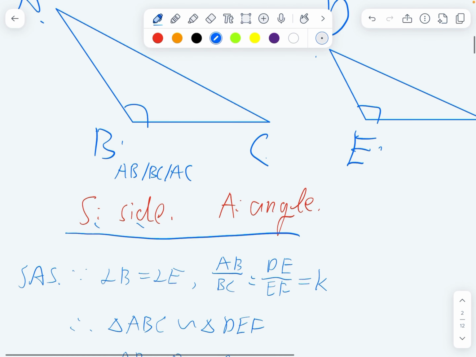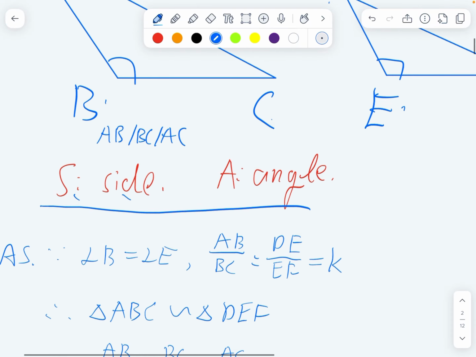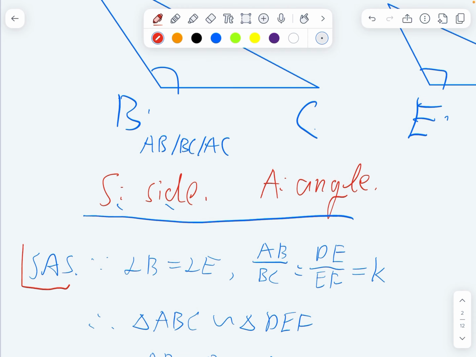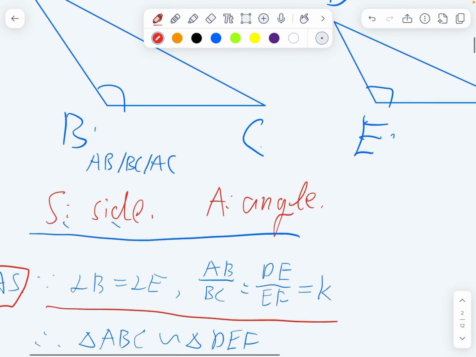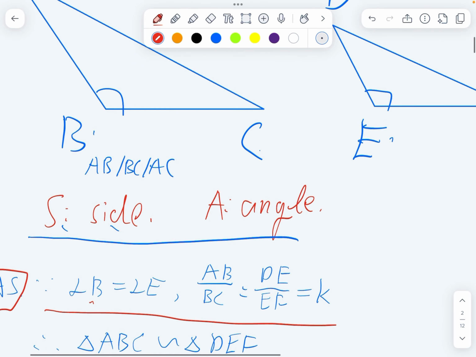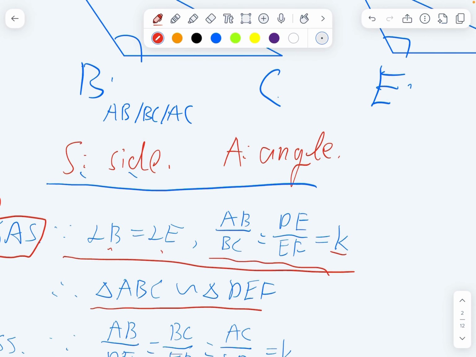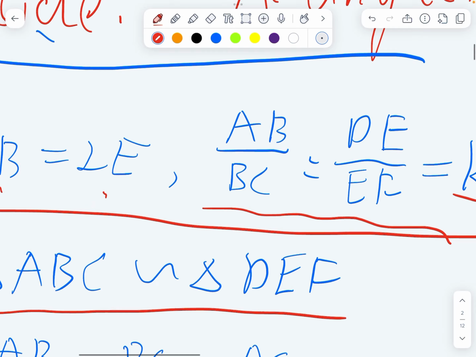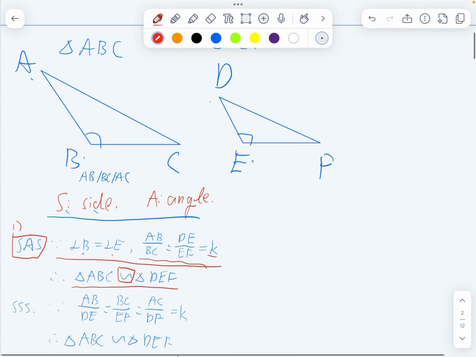Let's talk about how to know if there is triangle similarity. The first one is called SAS, type 1. We have two conditions. If angle B equals angle E, and AB over BC equals DE over EF, they have the same value k, so we can get that the two triangles are similar. This symbol is the similarity symbol.